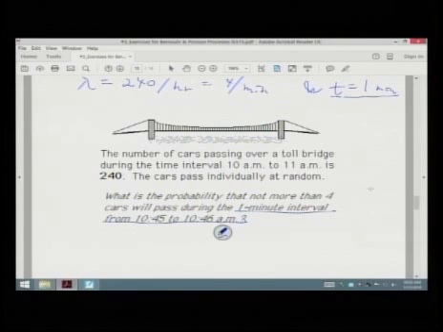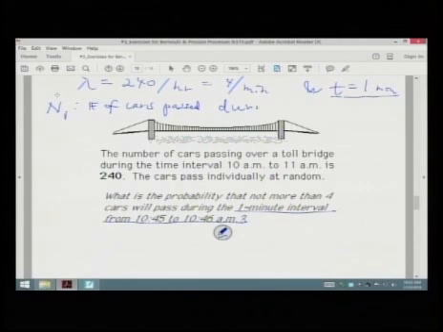So in this case, how are we going to define our random variable? Which is N sub 1. Okay? So what is N sub 1? Total number of cars passed during the 1 minute interval. Okay?